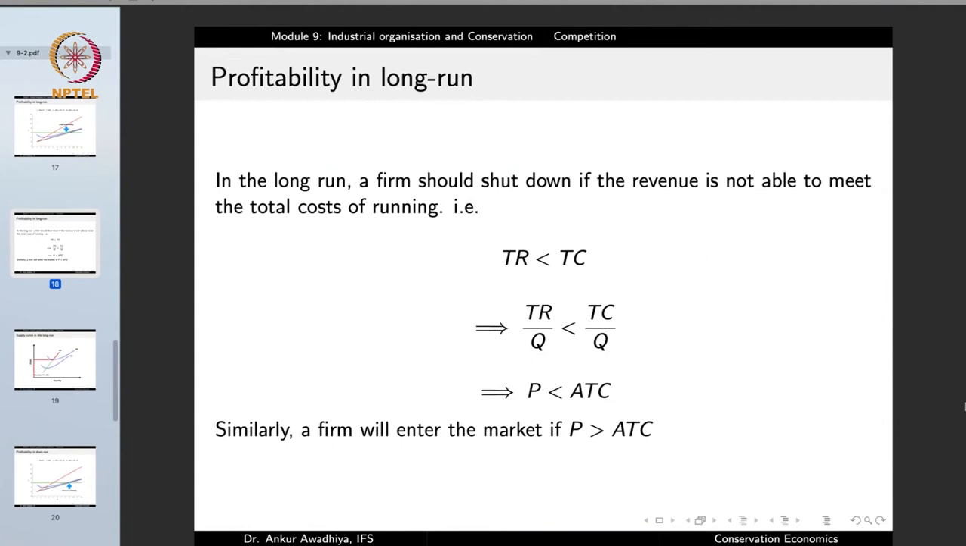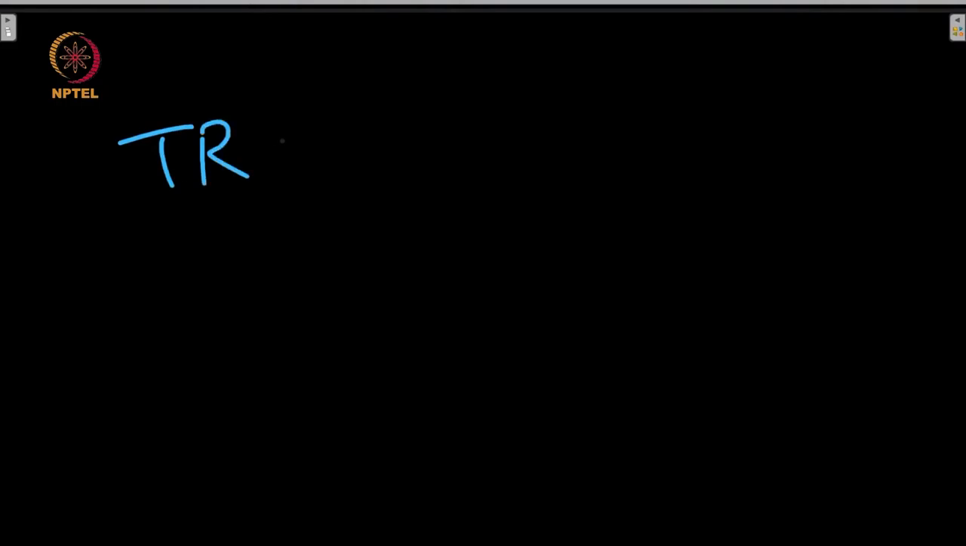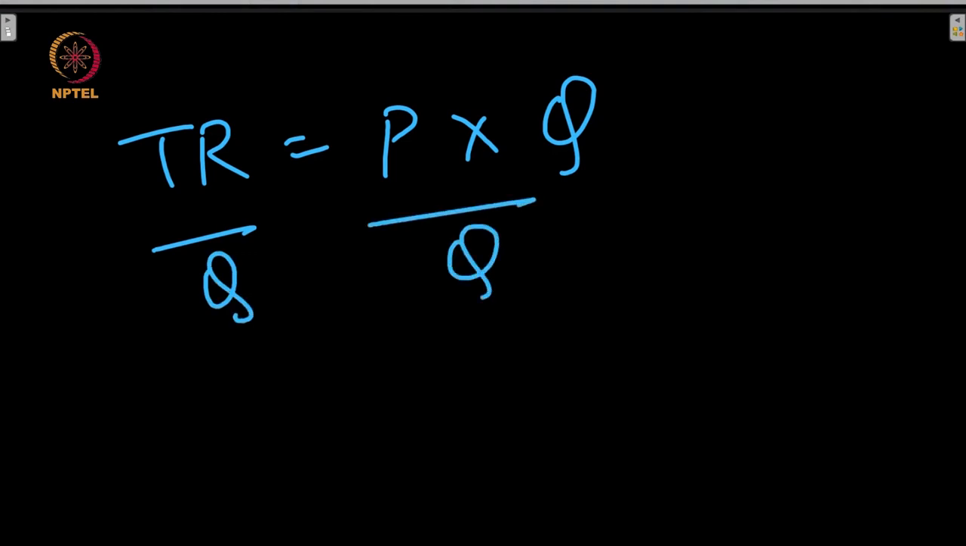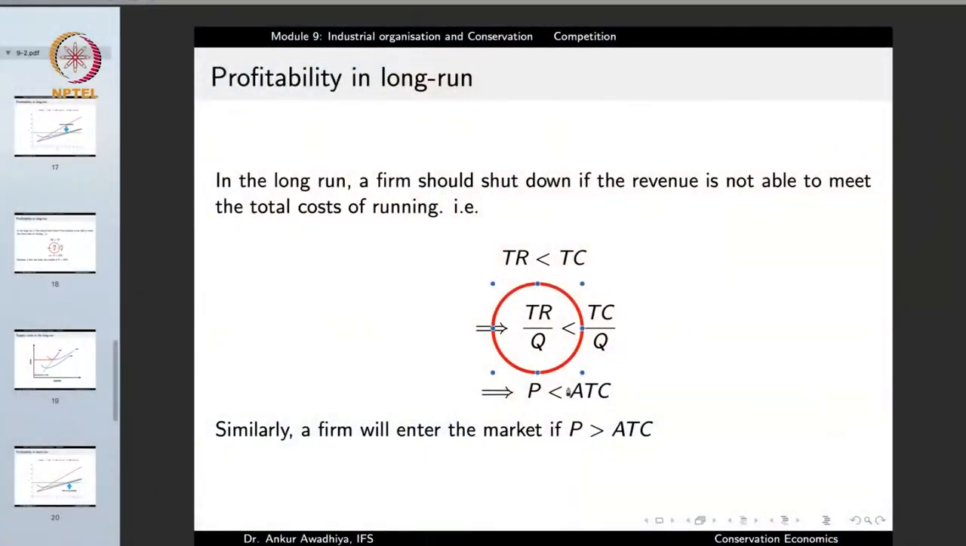So if you divide both the sides by Q, we will get TR by Q is less than TC by Q. Now TR by Q, this term is equal to price, because we have seen that the total revenue is equal to P into Q. And so TR by Q is equal to P into Q by Q, which is equal to P. So what we are seeing here is that P is less than TC by Q, and TC by Q is the average total cost. So a firm should shut down when P is less than ATC. That is, if price is less than ATC, then the firm should shut down.